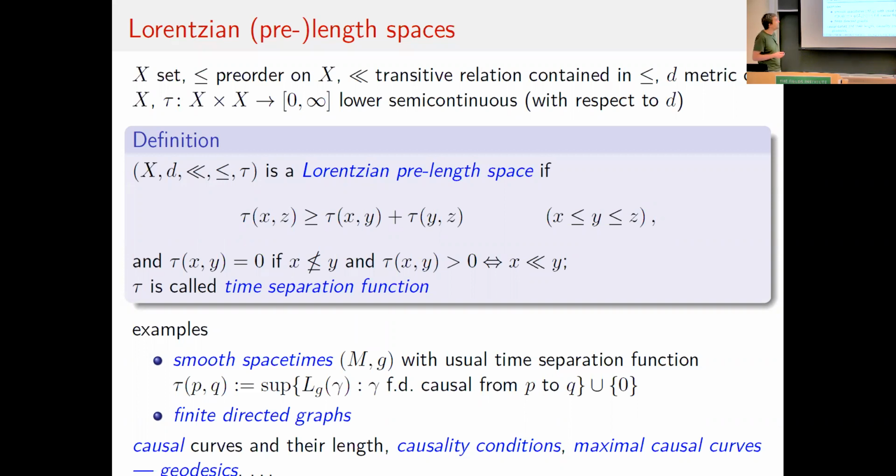For some applications, it might be useful to forget about the tau and maybe you just use the Alexandrov topology and continuous causal curves, for example. Then you lose the limit curve theorem, but maybe you don't need it at this point.